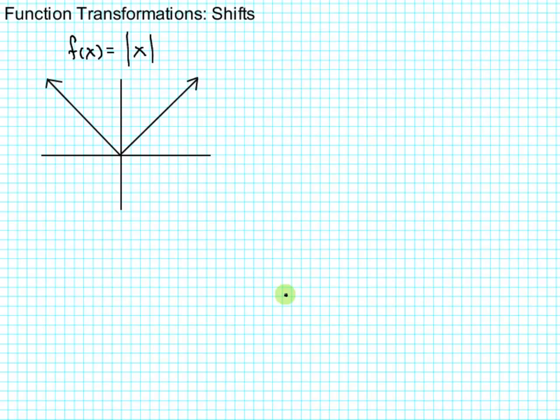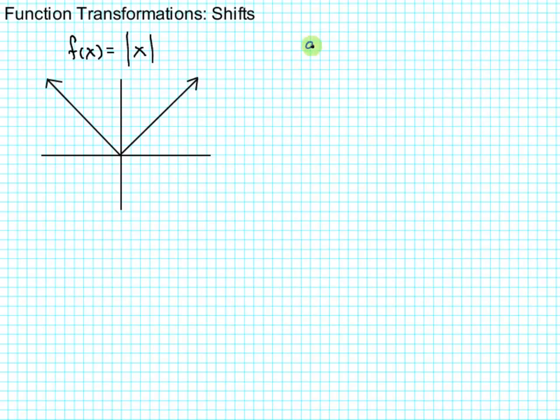Shifts are usually the easiest for function transformations. They seem pretty logical. In trigonometry they can be sort of tough because you have to add some strange fractions with pi and things, but in general shifts are not too bad. Okay, again, here's the absolute value function.